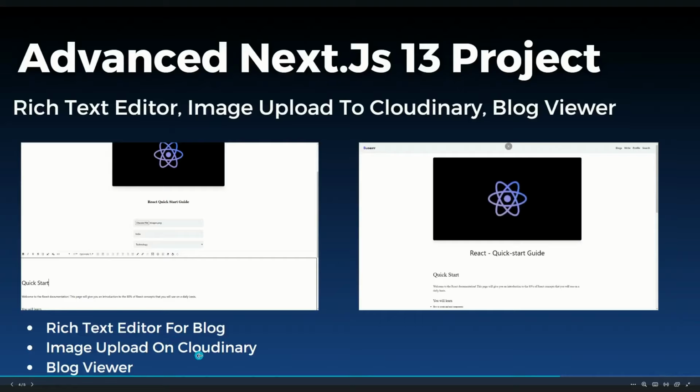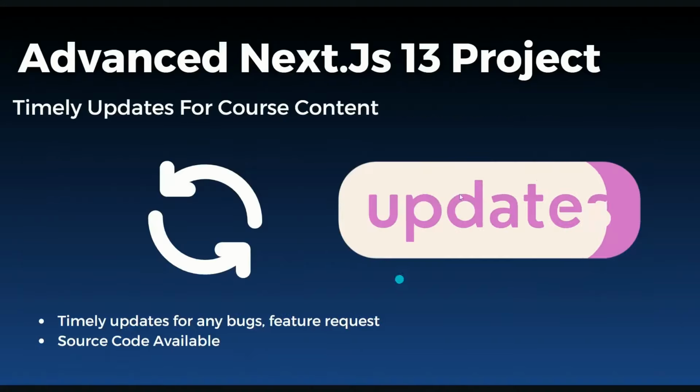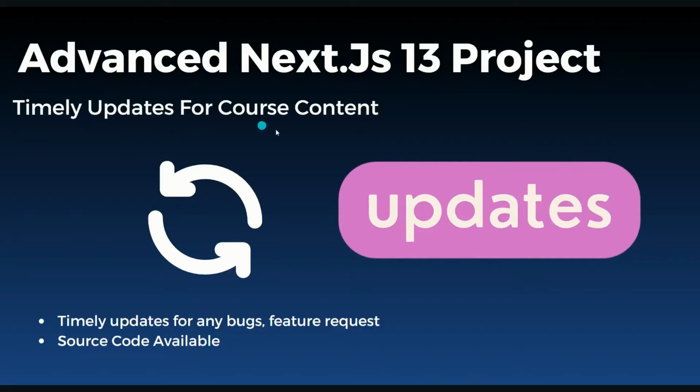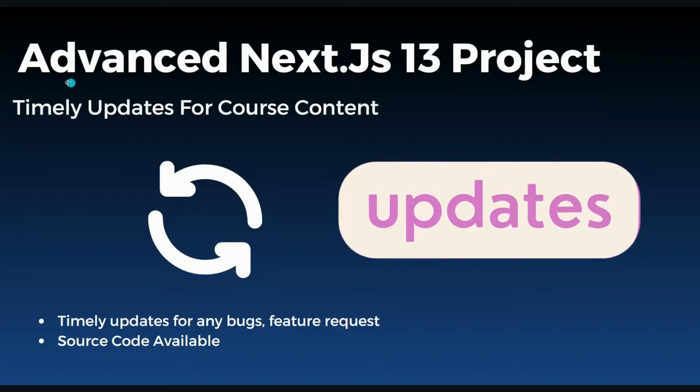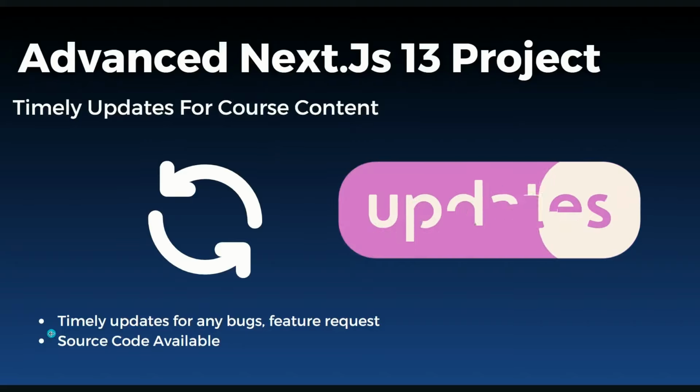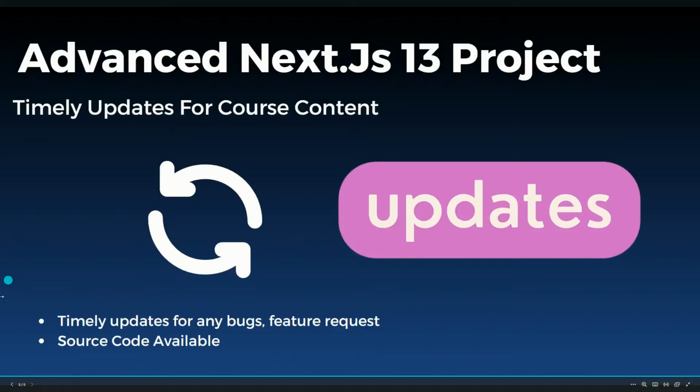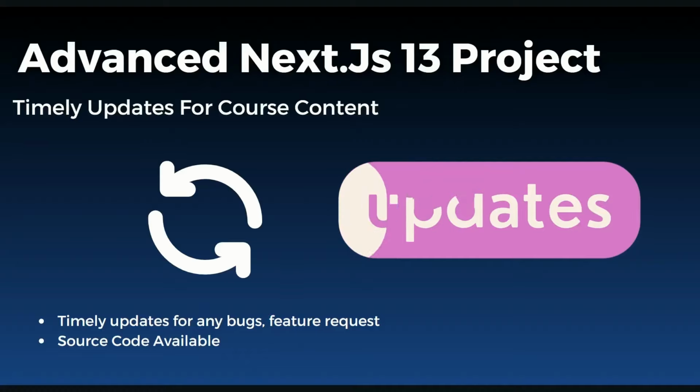Then we have a professional blog viewer, so the users can view the blogs. And then finally, we'll be having timely updates for the course content. So in future, suppose any technology changes, then we can update the course according to that technology or any dependencies with it. And the source code is available on GitHub, so you can go to the source code anytime if you need it. So that's it for this course. And I hope you will enroll in this course and learn a lot of things.